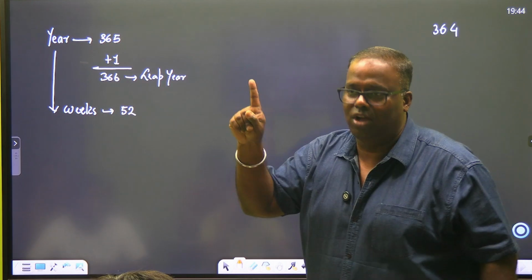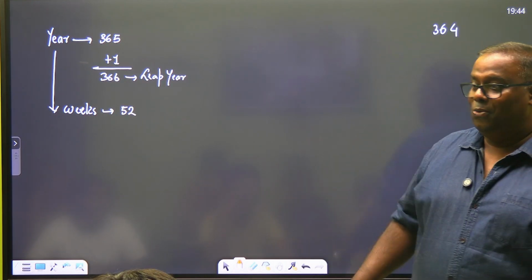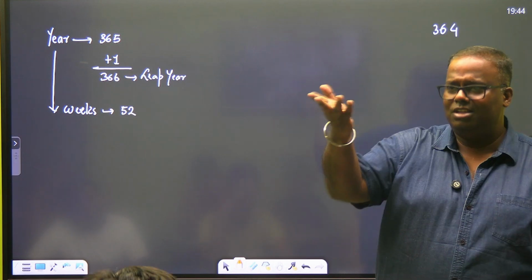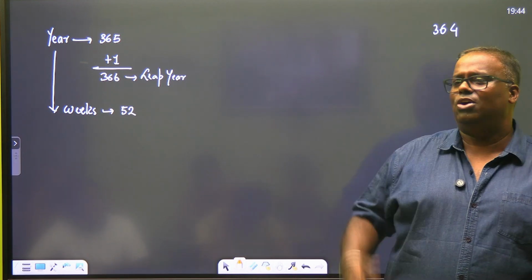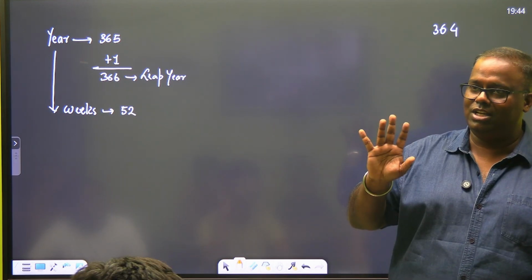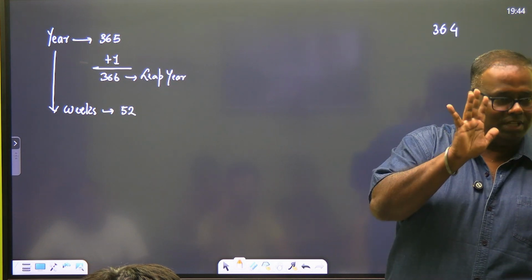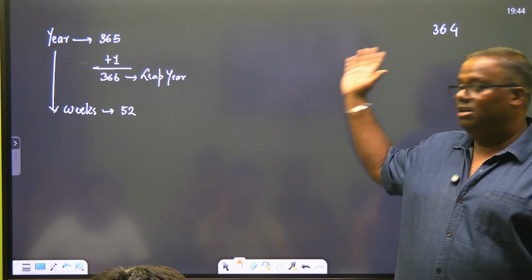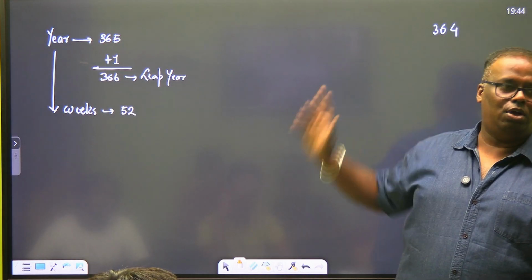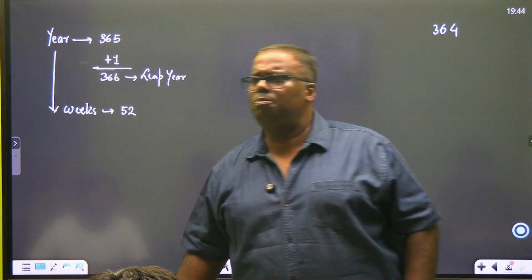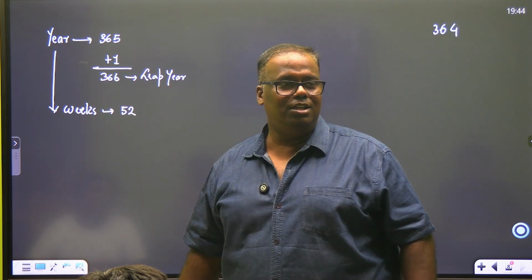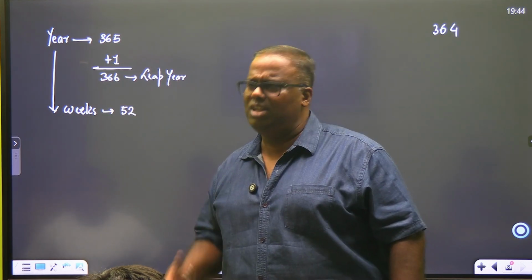So a question comes, what is the probability that that 1 day will be a Thursday or a Wednesday or a Saturday? Are you understanding the logic? In a year of 365 days, how many weeks do we have? 52. So how many Sundays we get? What is the probability of getting 53 Sundays in a non-leap year? The question comes like this. We'll understand how to solve this question.